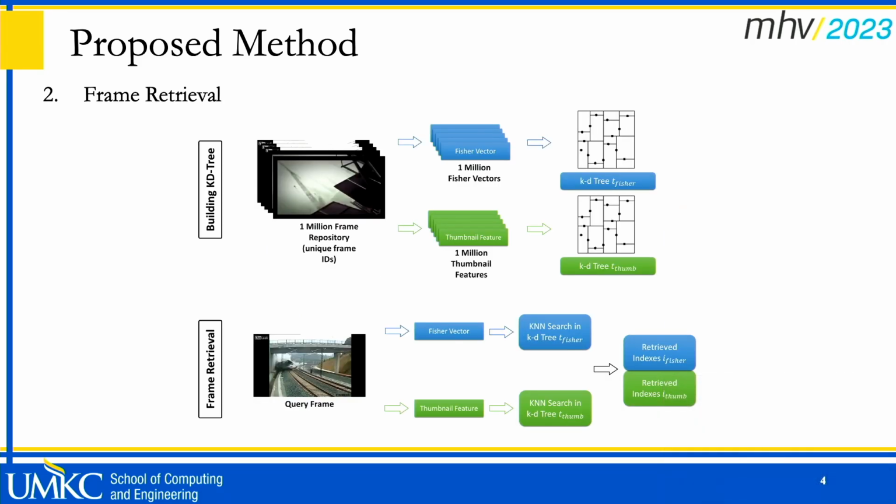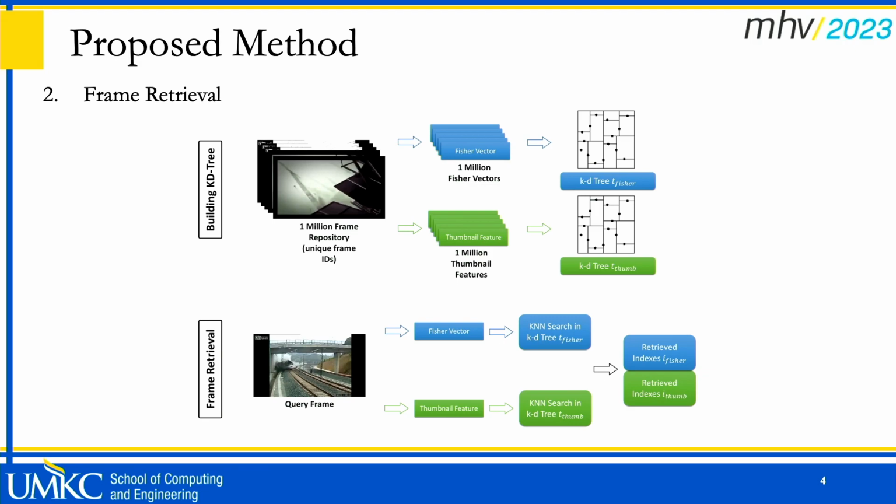The second step is using those features which we generated for the video frames. We need to retrieve those frames based on the features. So firstly, we need to build the 1 million frame repository. We used the FIVR 200K dataset, which I will discuss in the next slides.